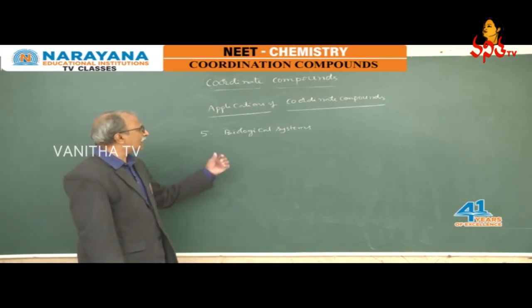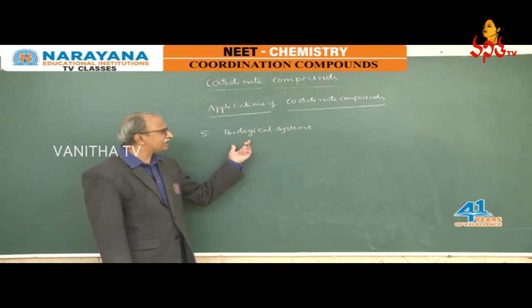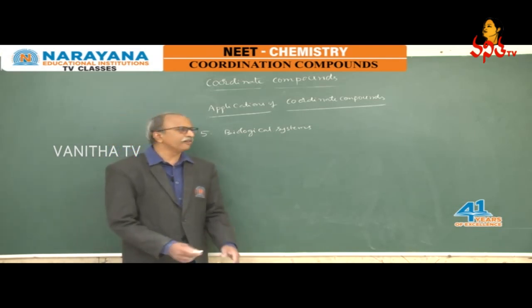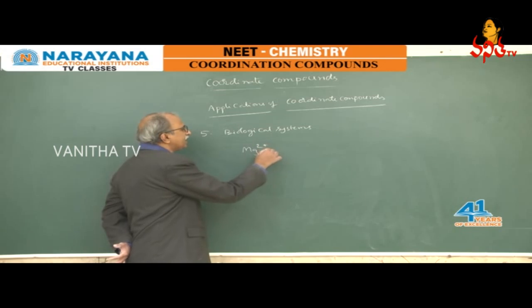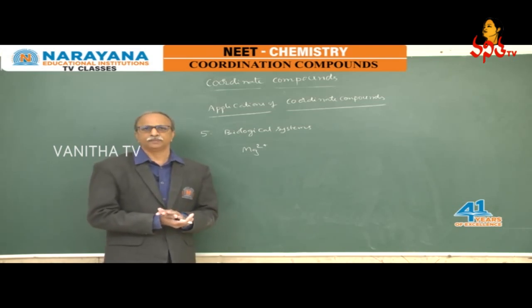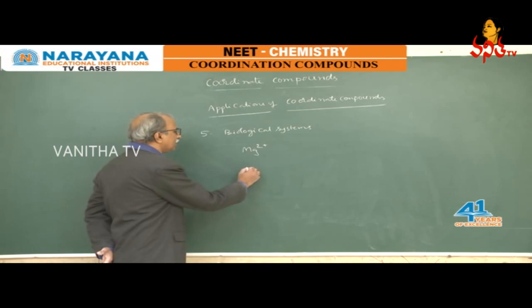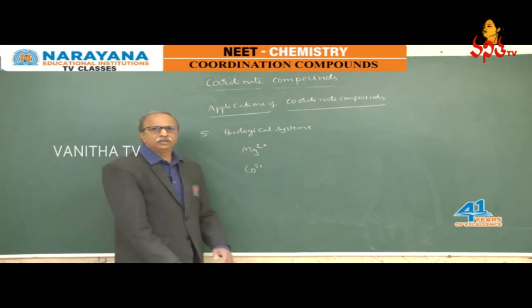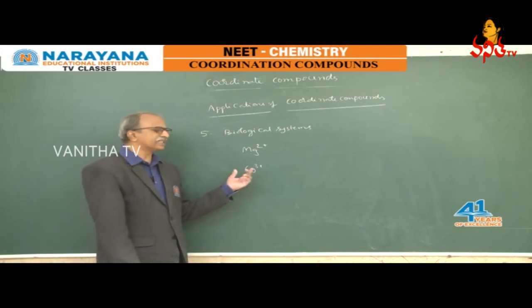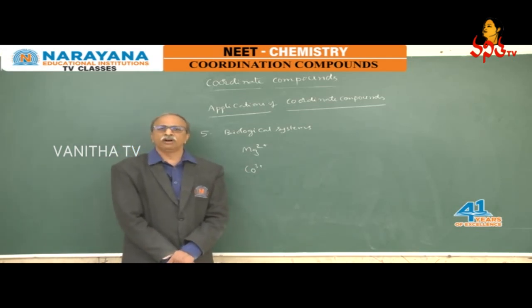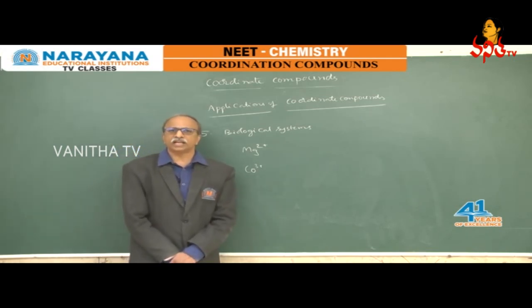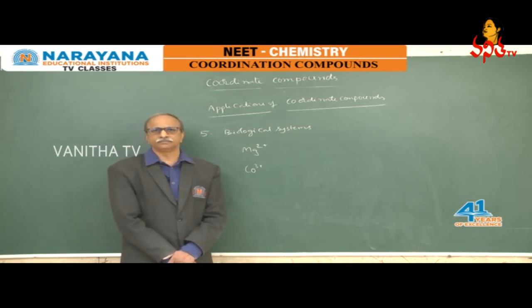These complex compounds also find various uses in biological systems. For example, in chlorophyll, magnesium 2+ is present, forming a complex, and it is useful for the preparation of carbohydrates. Whereas the cobalt ion forms a cobalt complex in vitamin B12, which is useful for overcoming pernicious anemia. So, in biological systems also, these coordinate compounds find applications.